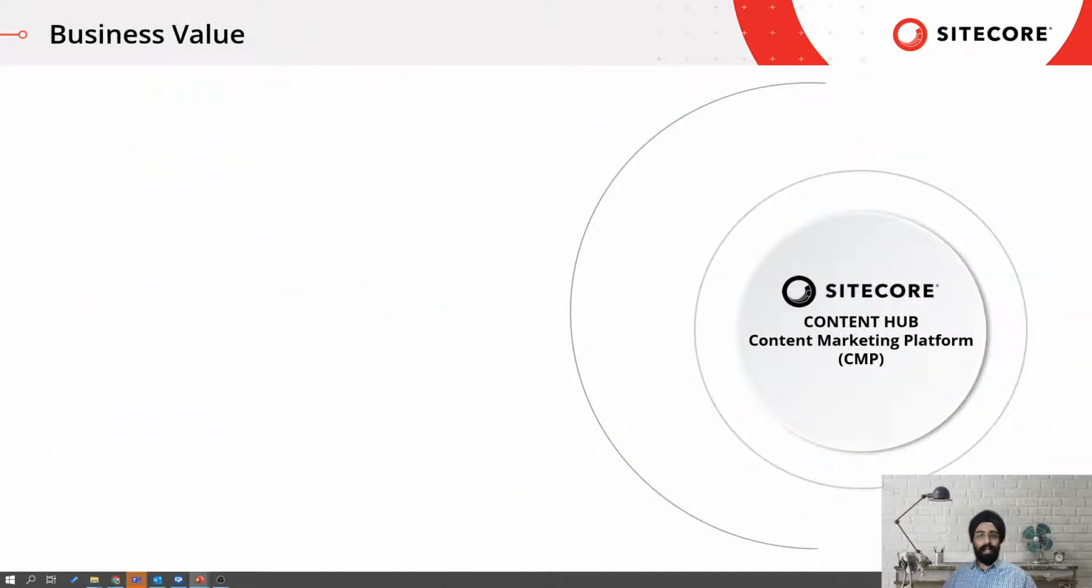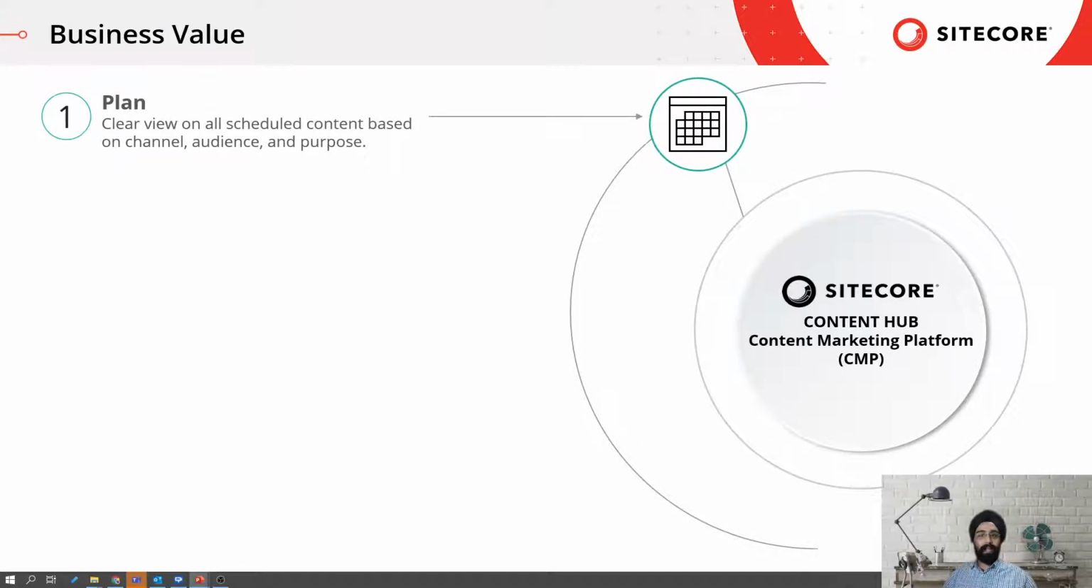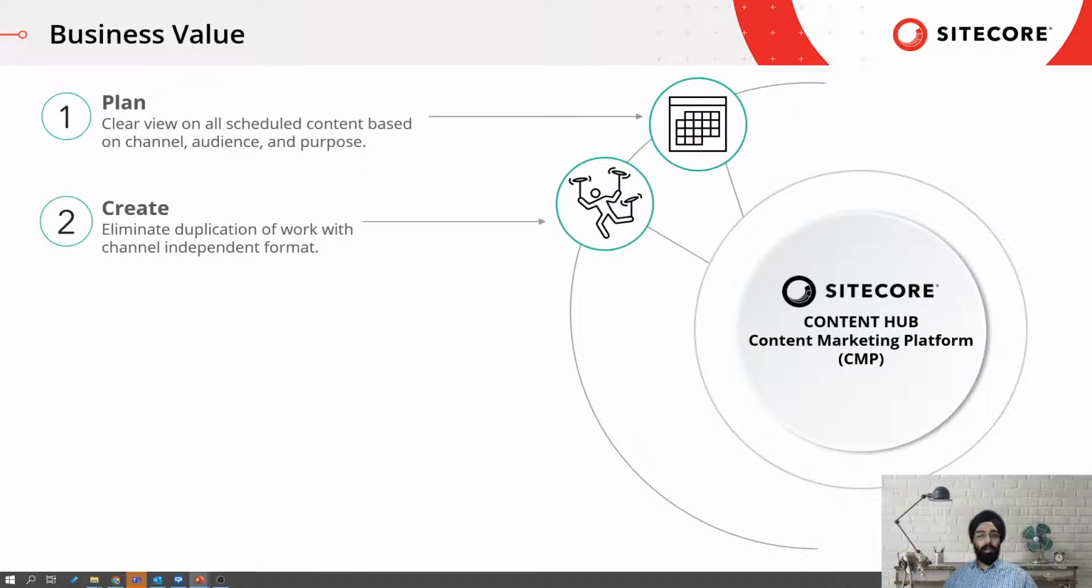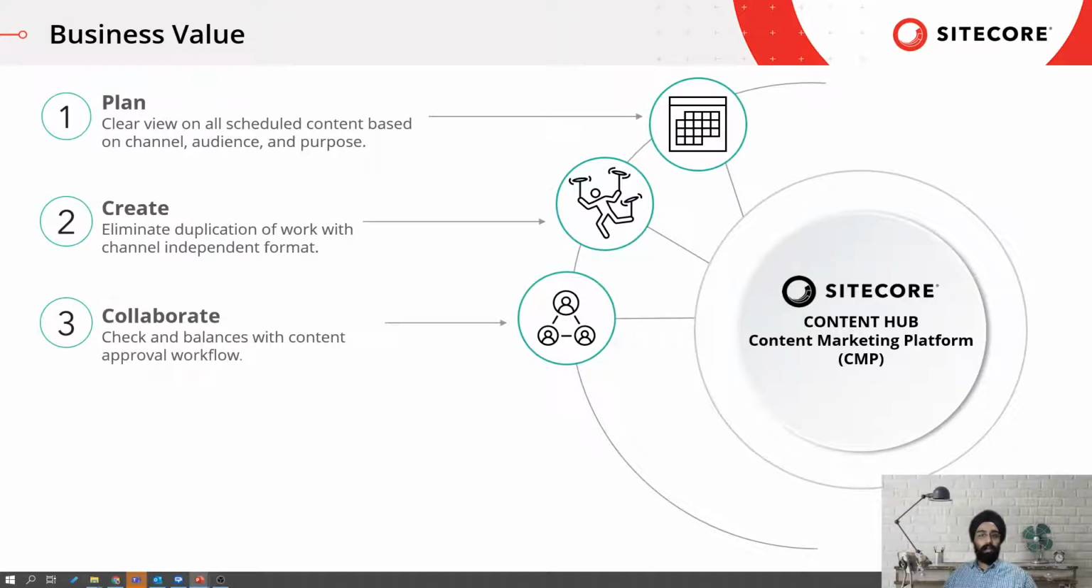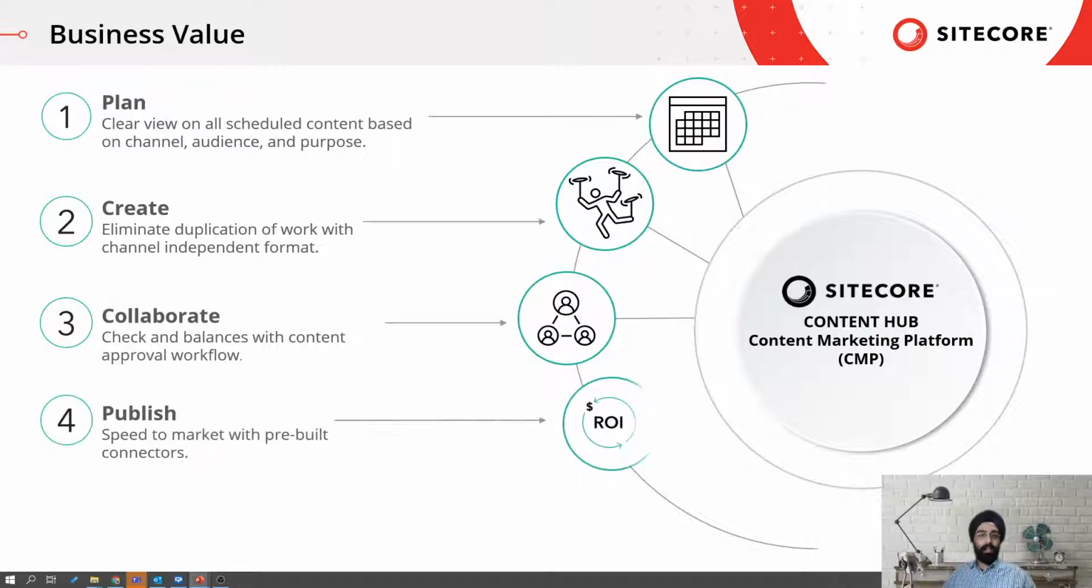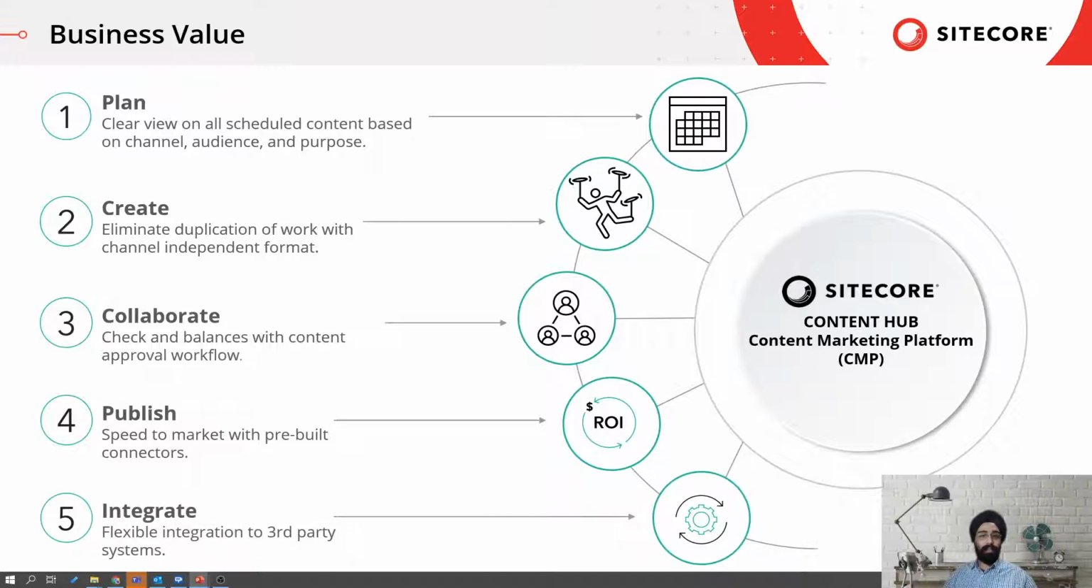In summary, Sitecore CMP provides many benefits for your business. The planning capabilities help you deliver meaningful content across channels and audiences. The authoring tool eliminates duplication of work and allows content authors to focus without worrying about presentation details. The content managers and authors can collaborate and have checks and balances through approval workflow. Integration with no-code tools provides speed to market to publish content to any social channel. And finally, the business has the flexibility to integrate with any other third-party systems.